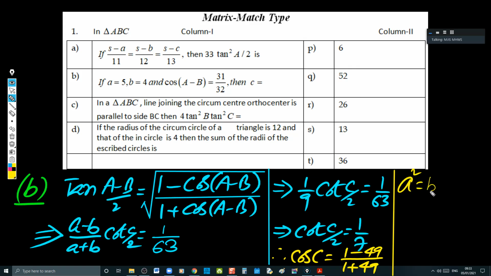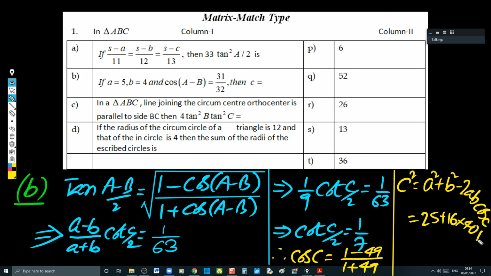A square is equal to B square plus... we need C here. Even then, it is cyclic order only. C square is equal to A square plus B square minus 2AB cos C. Which implies 25 plus 16 minus 2 into 5 into 4, 40. This becomes plus 40 into 48 by 50, which means 24 by 25.